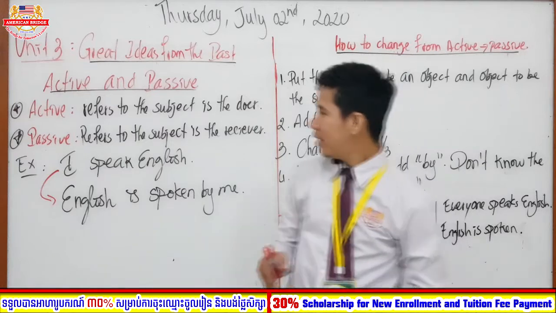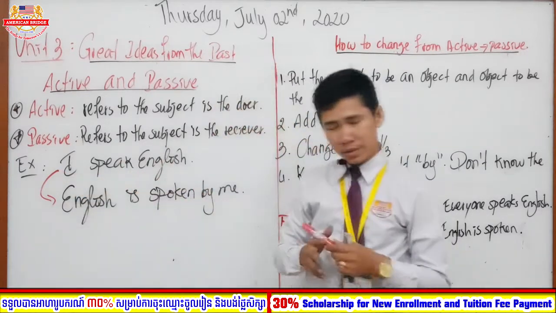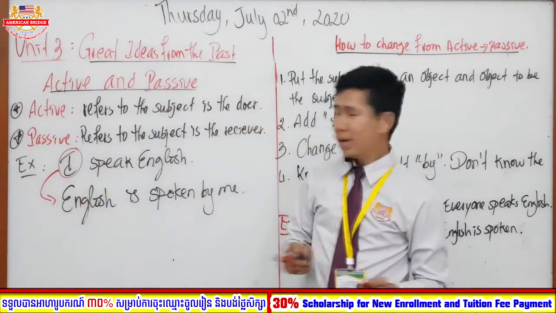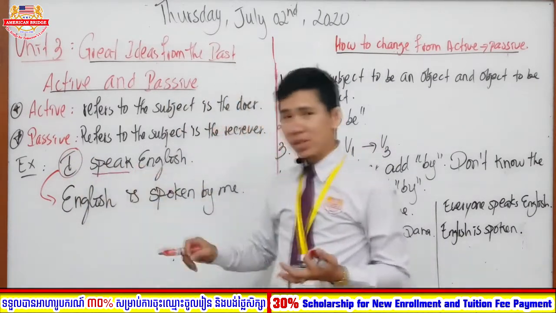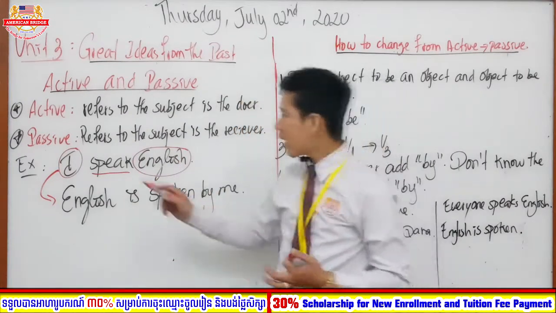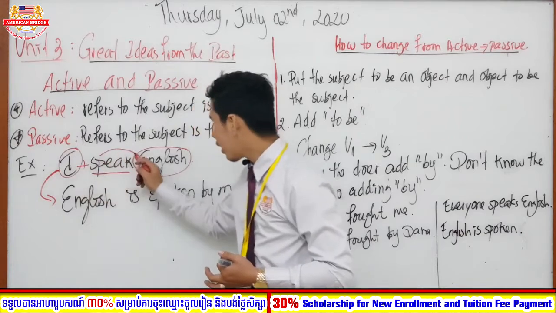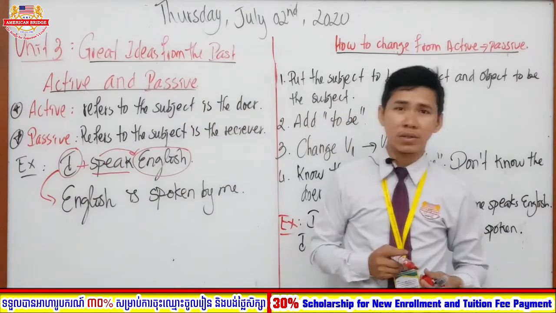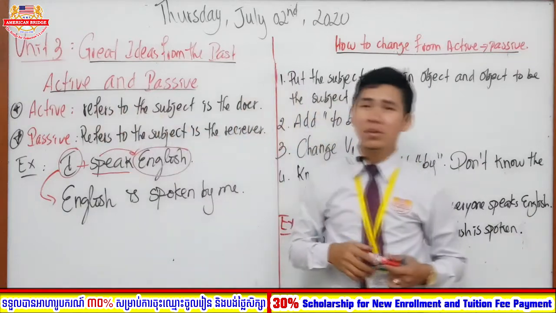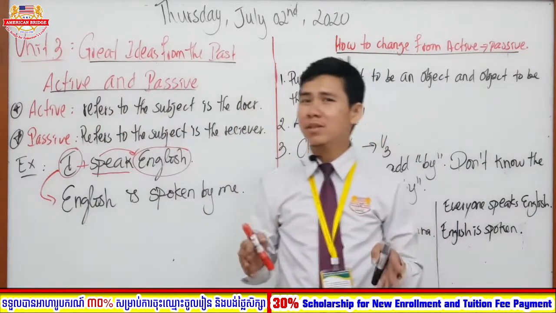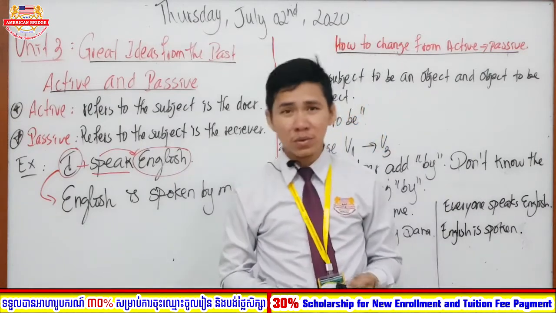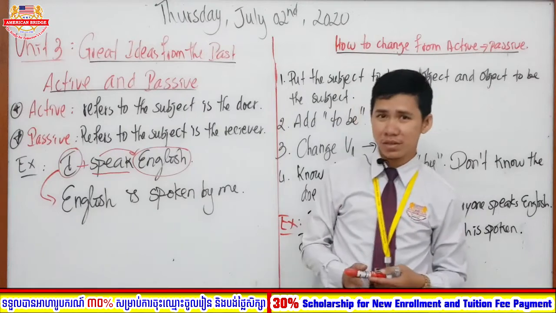For example, I speak English. What is the subject? I is the subject, right? And speak is my activity. The object is English. So I and speak together have a connection to the object. That's why I can say that active refers to the subject being the doer. Every sentence focuses on what the subject does, the activity. This is the active statement, or the active sentence.